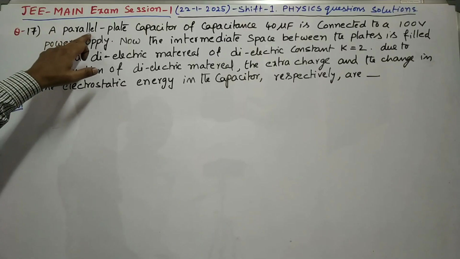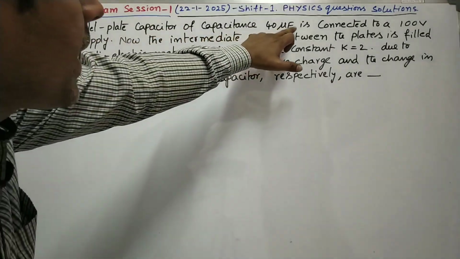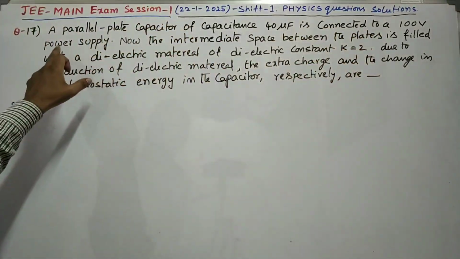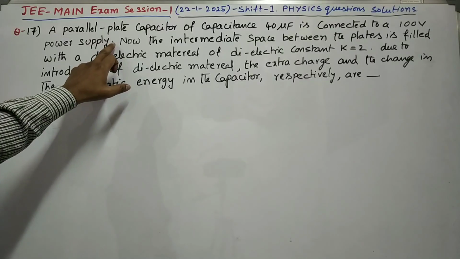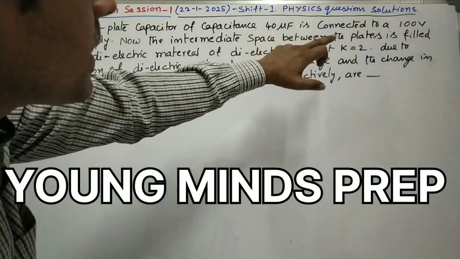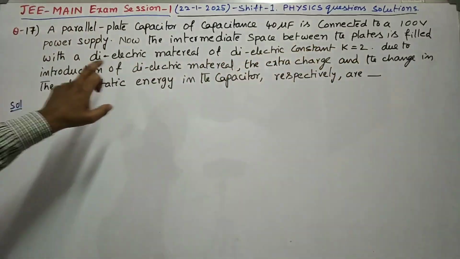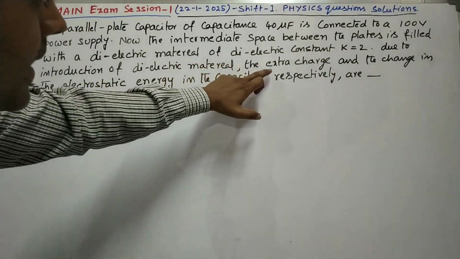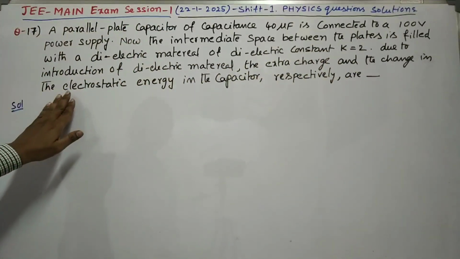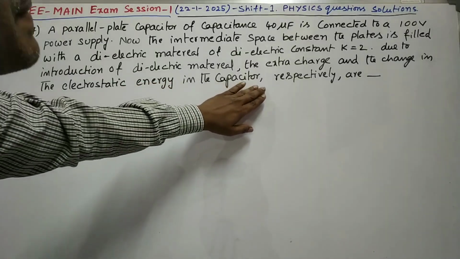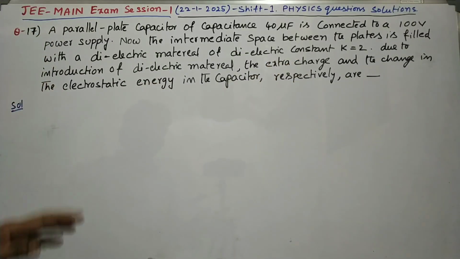The 17th question: a parallel plate capacitor of capacitance 40 microfarad is connected to a 100 volt power supply. Now the intermediate space between the plates is filled with a dielectric material of dielectric constant K equal to 2. Due to introduction of the dielectric material, the extra charge and the change in the electrostatic energy in the capacitor respectively are. There are two scenarios given in this question.